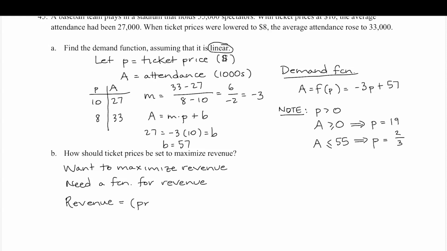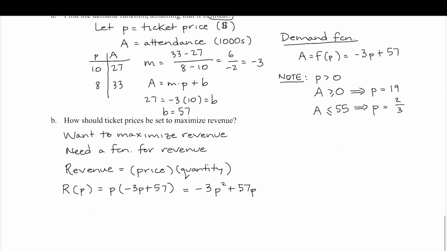Now, in general, revenue is price times quantity. That's just a basic general thing in economics. In this case, ticket price times number of people attending will be their revenue. So a function for revenue in terms of ticket price is the ticket price times the attendance, which is the demand function that we found in part A. So simplifying this a little bit, I have negative 3p squared plus 57p.